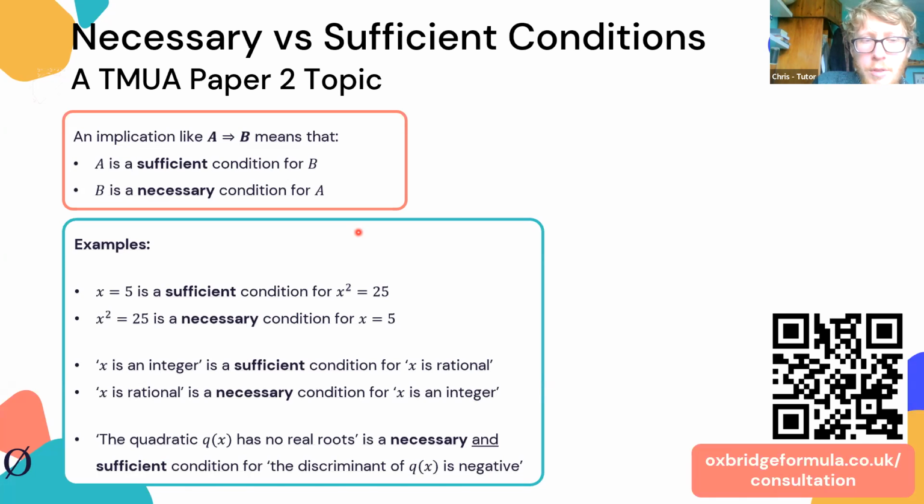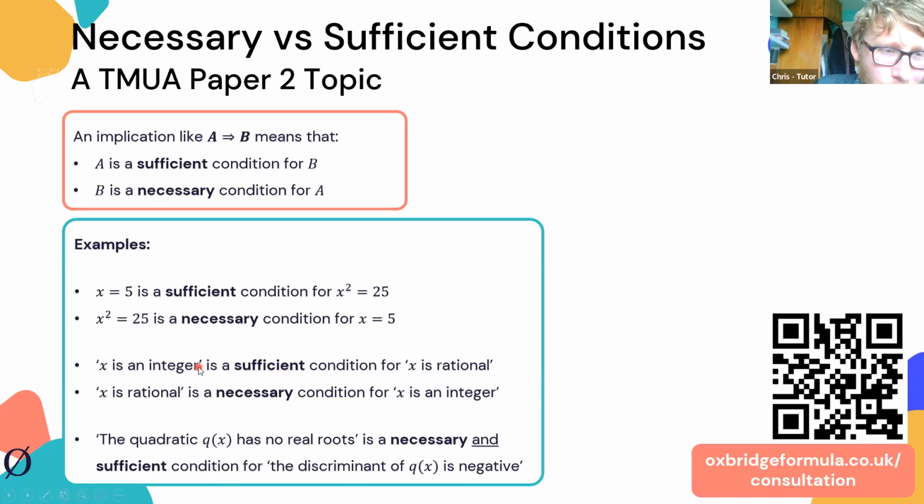Note that x squared equals 25 isn't sufficient for x equals 5, because it could be that x equals minus 5 instead. A similar example: x is an integer is sufficient for x is rational, because if something is an integer, it's also a rational number. x is rational is necessary for x is an integer.